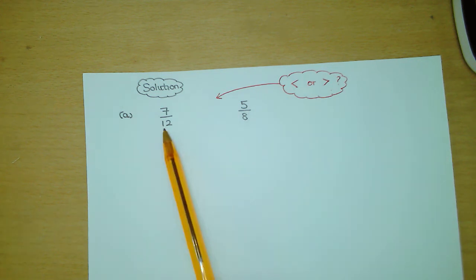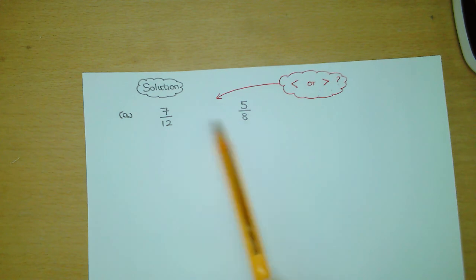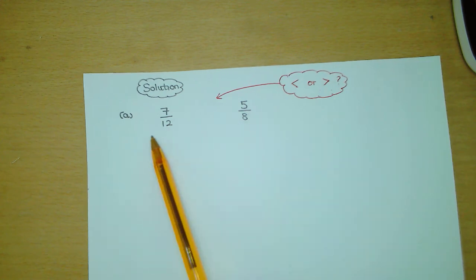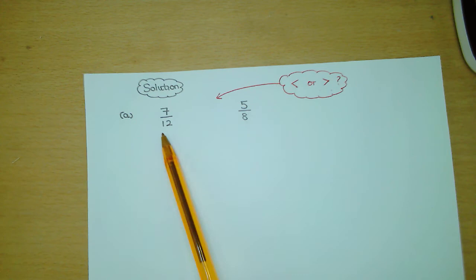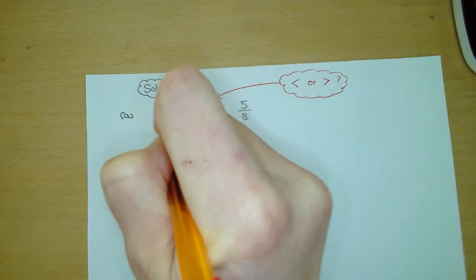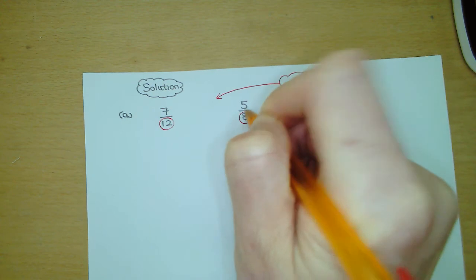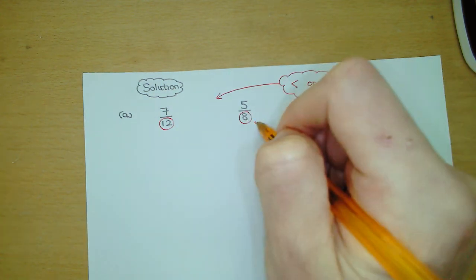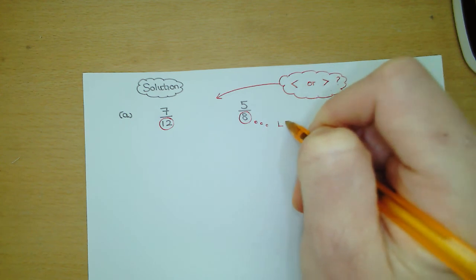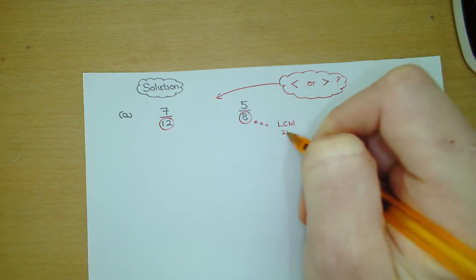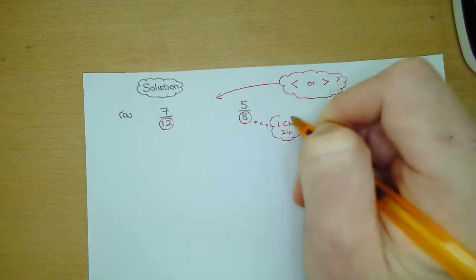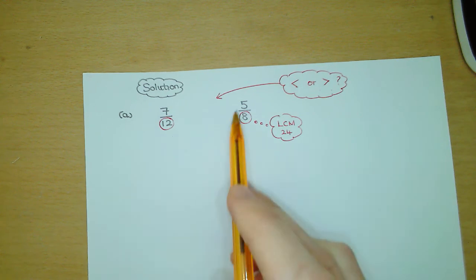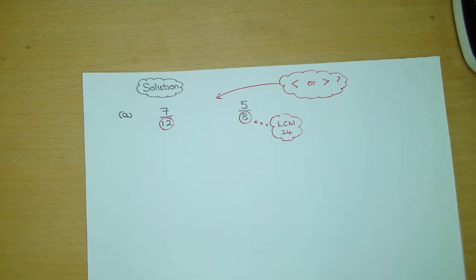So if we take a look at part A, we want to put the correct sign between 7/12 and 5/8. At the minute we don't know which is bigger, so we need to make both denominators the same. To do that, we get the LCM of the denominators. The smallest number that 12 and 8 go into is going to be 24. So we're going to change each fraction into an equivalent fraction with the denominator 24.